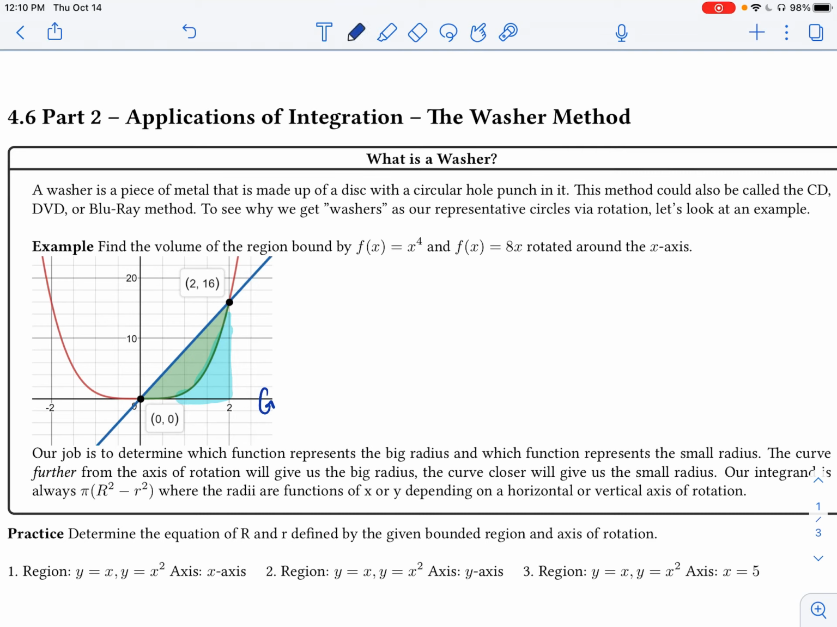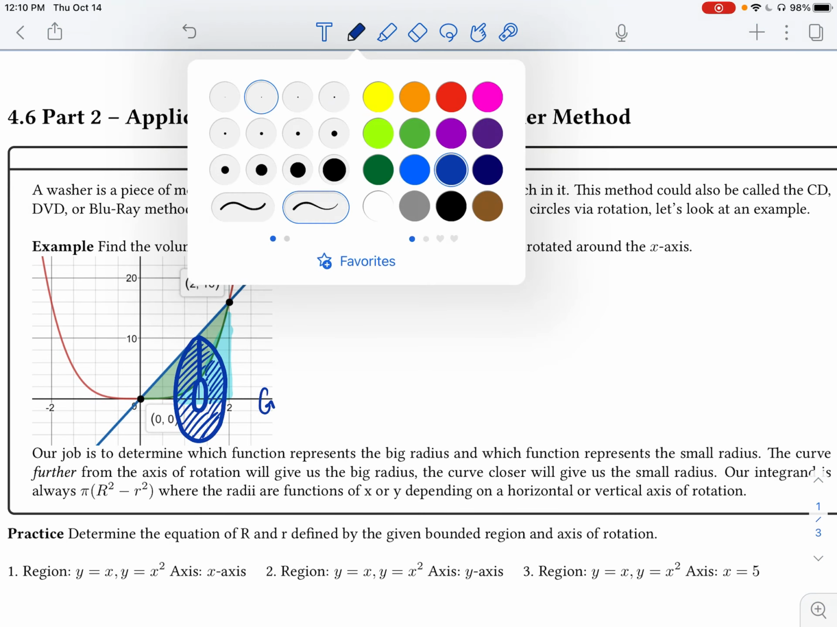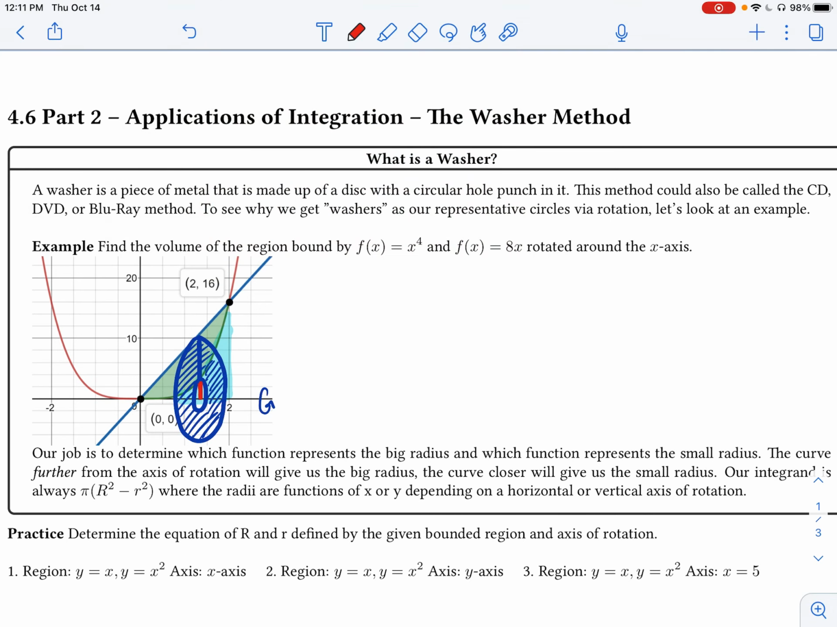And so as we rotate this about the x-axis, we're going to see that where there is an enclosed region, there's going to be a bit of a shaded space. As we rotate this around the x-axis, we're going to have a solid formed here. But in this region that's been highlighted blue, this entire space is going to be kind of hollowed out, if you will.